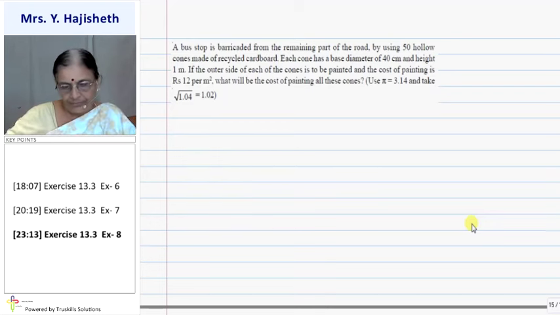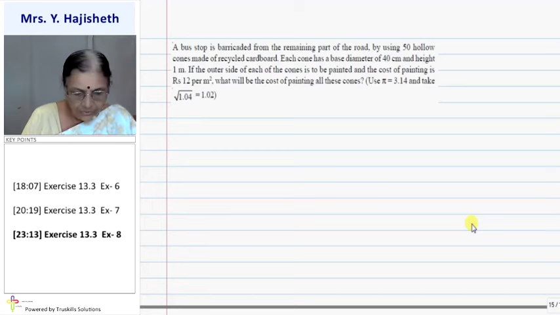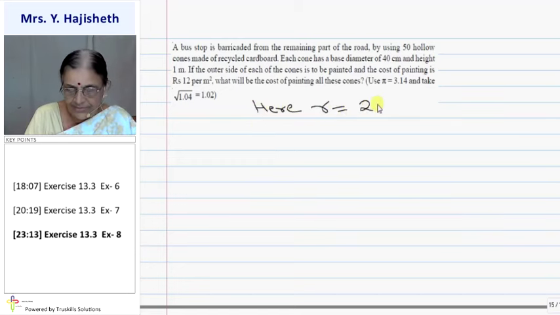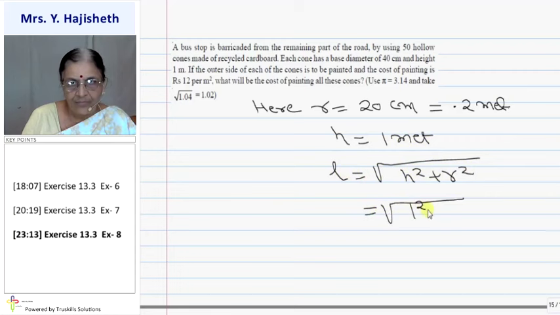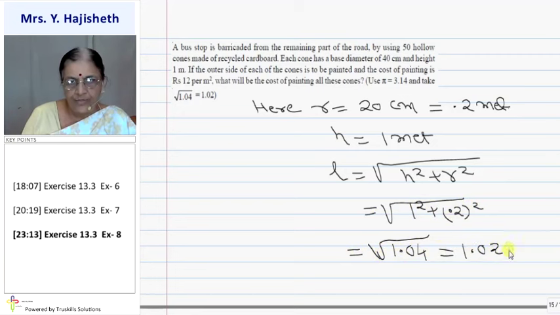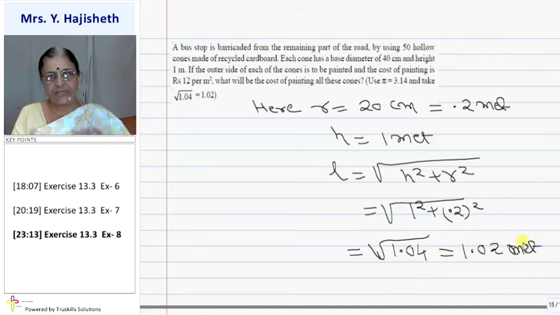Now cones are put to separate the road. Cones are placed in the middle of the road to make two parts. So here R is given as 20 centimeter. Diameter is 40, so R is 20, so that is 0.2 meter. Okay, because everything should be taken in meter. H is given as 1 meter. But I am asked to find out slant height. Without slant height, we can't find out curved surface area. It is H square plus R square. So it is under root 1 square plus 0.2 square. So it is under root 1.04. But square root of 1.04 is given as 1.02. Okay. I got slant height.